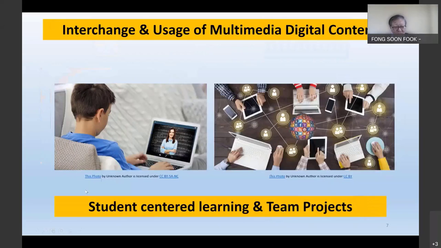So, you know, in a digital environment, with the internet, the interchange and the usage of digital content, which is multimedia, can take place so seamlessly. And also teacher-centered learning now can revert to student-centered learning. And team projects can take place seamlessly, even though we may not be face-to-face.